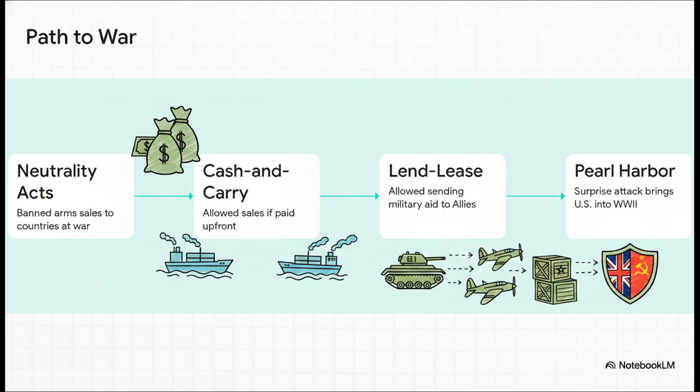By 1939, when war broke out in Europe, the U.S. was still officially neutral, but they started taking baby steps to help the Allies. First was the cash and carry policy. Then in 1941, things seriously escalated with the Lend-Lease Act, which allowed the U.S. to directly send military aid to countries like Britain and the Soviet Union who were actively fighting the Nazis.